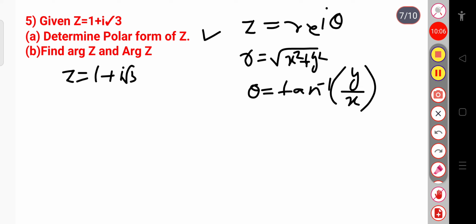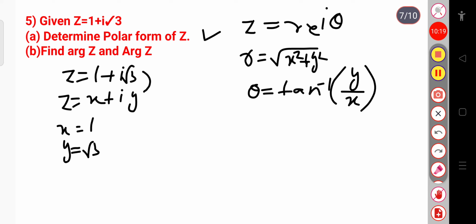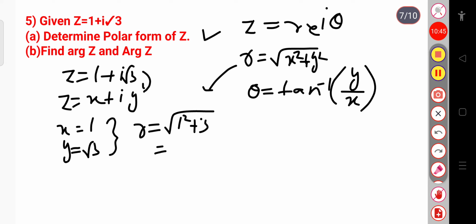If I compare with z equal to x plus y, now x will be equal to 1 and y will be equal to root over 3, clear. So x equals 1 and y equals root over 3. Now, from this relation you can calculate r will be equal to root over of x squared plus y squared, that is 1 squared plus root 3 squared, which is 3. So this will be 1 plus 3, that is 4, root over of 4 equal to 2.